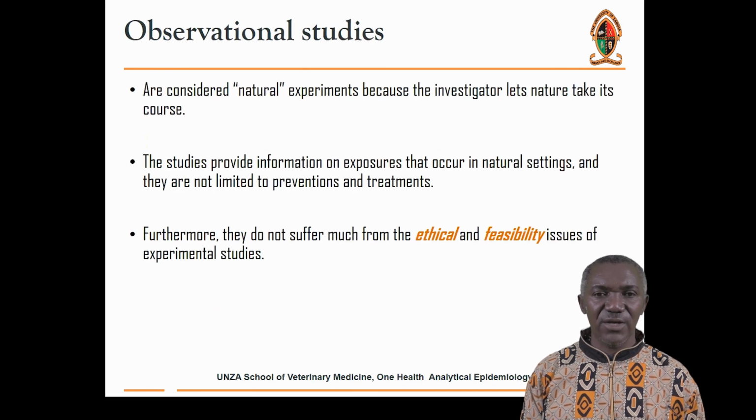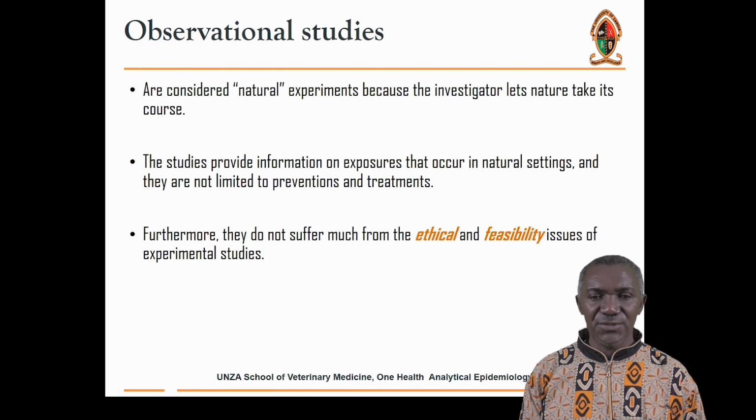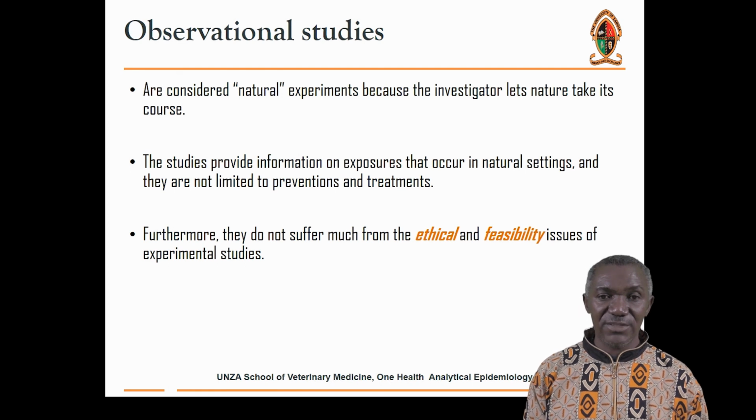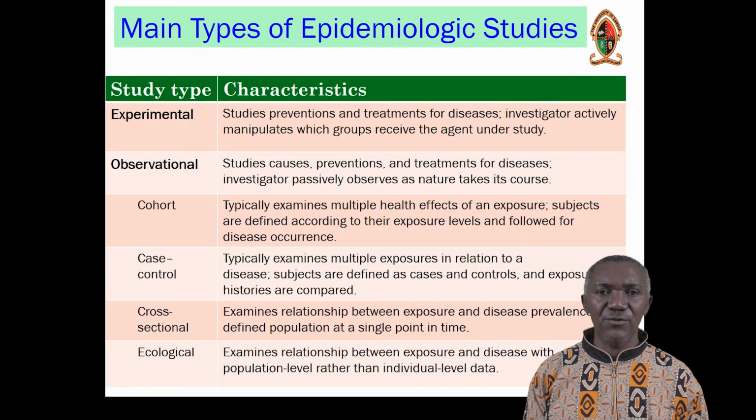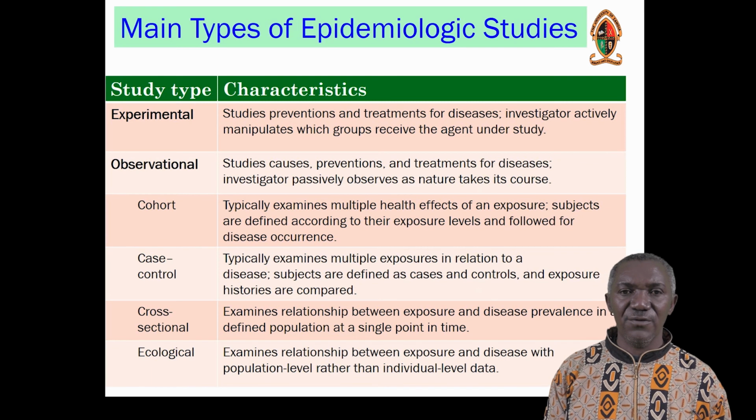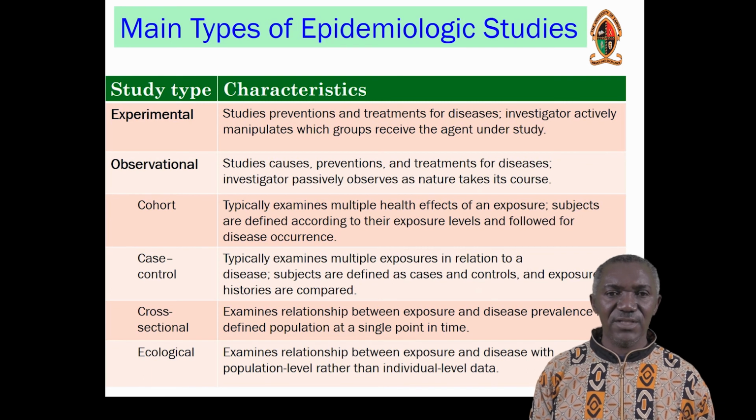Whereas the observational studies are natural experiments. As I said, the investigator simply observes what is happening in nature, and then records. In most cases they are ethical to do, and they are normally feasible because they tend to be cheap. So this is an overview of the different types of epidemiological studies.